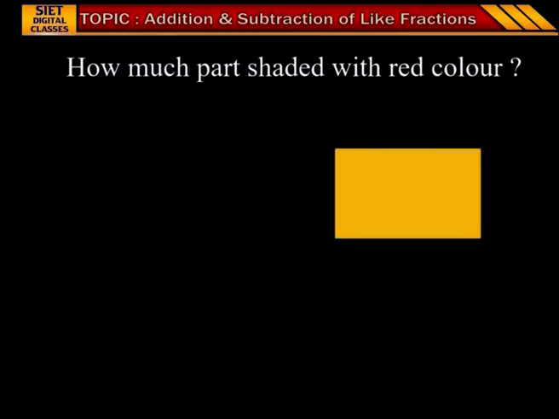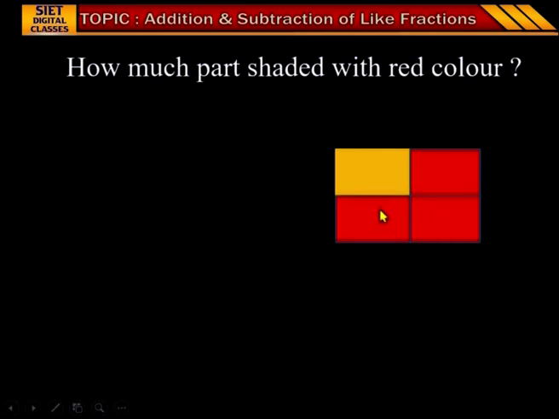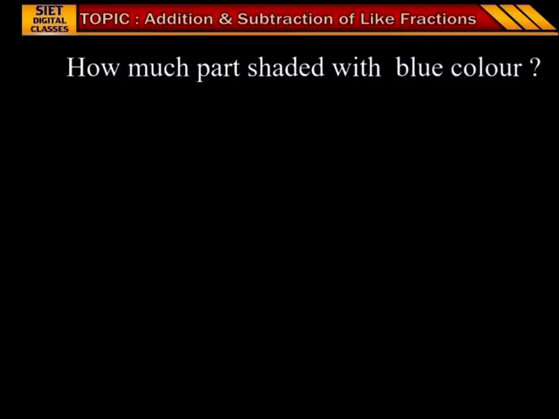And then next, how much part is shaded with red color? See, one object is here, one whole object, and here how many parts? It is divided into 1, 2, 3, 4. Totally 4 parts. So, the red colored shaded part is 3 out of 4. That can be read as 3 by 4. Then next, how much part is shaded with blue color?